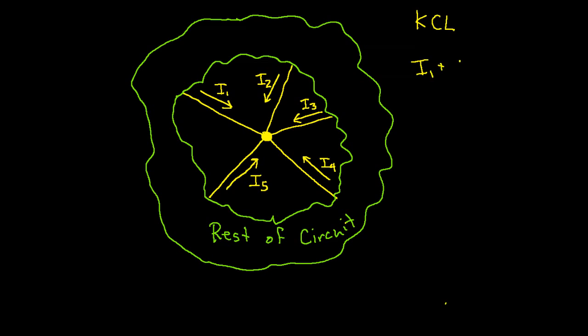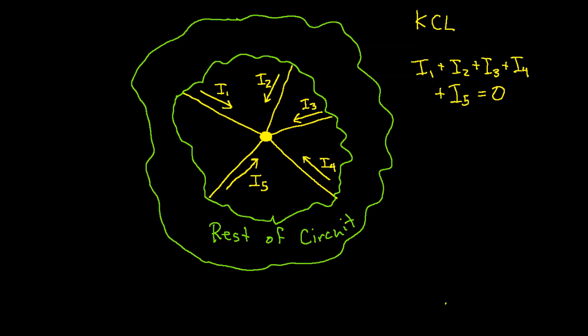I1 plus I2 plus I3 plus I4 plus I5 is equal to 0. In words, the sum of all the currents entering a node is equal to 0. Now, some of you may look at this and say, wait, how can you have the sum of all currents entering the node be 0?